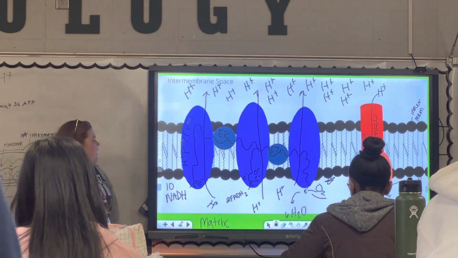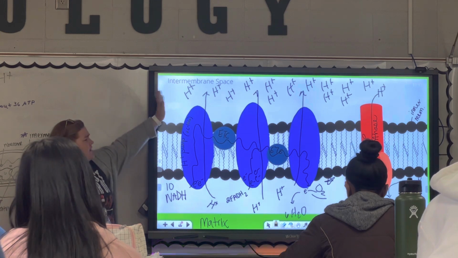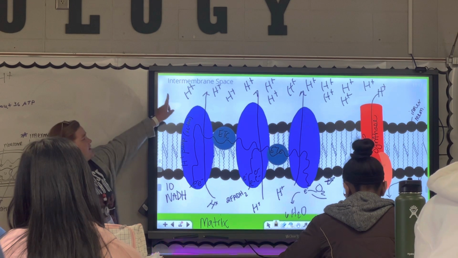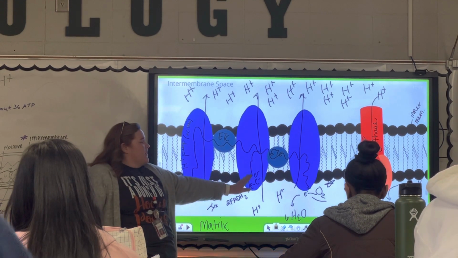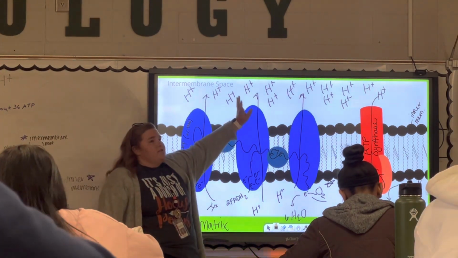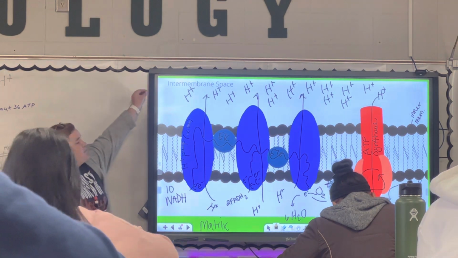Alright, so we're going to have NADH from our other processes and FADH2 come to the inner membrane, where NADH is going to drop off high energy electrons. They're going to enter the ETC and start traveling through it and start pumping hydrogen ions against the gradient. FADH2 is going to drop off low energy electrons lower in the pathway. As it travels through, it's going to pump hydrogen ions against the gradient. Those hydrogen ions are going to build up in the intermembrane space.